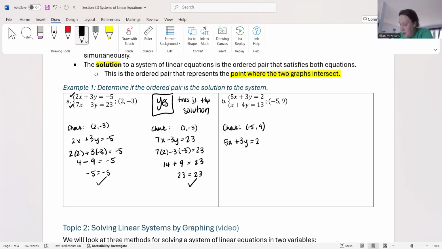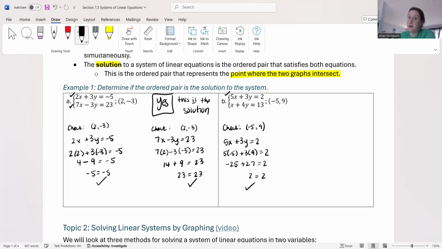All right, so we get 5 times -5 plus 3 times 9 equals 2. So I've just replaced x and y with -5 and 9. 5 times -5 is -25. And then 3 times 9 is 27. And -25 plus 27 is 2. So this ordered pair does satisfy the first equation.